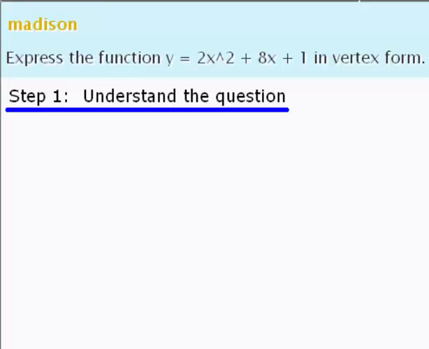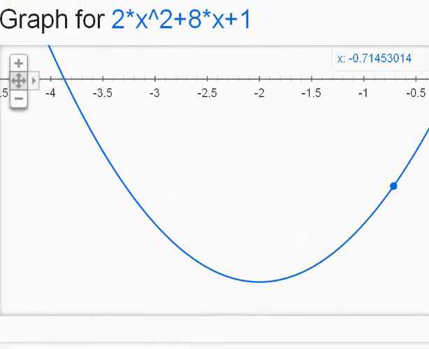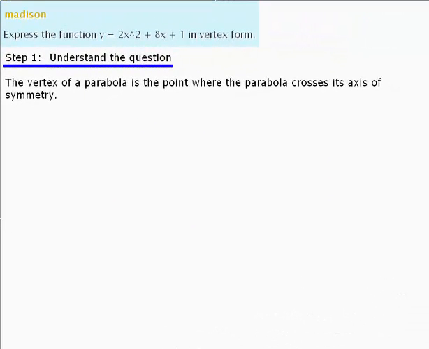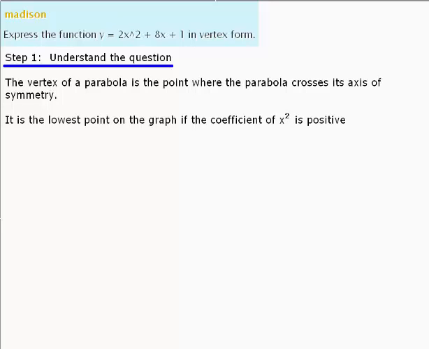So let's start by graphing this function. If we graph the function, we can readily see that this is a parabola. And the vertex is the lowest point here. And that's exactly what we're trying to determine. If we define the vertex, we would say that the vertex of a parabola is the point where the parabola crosses its axis of symmetry. Or in other words, it is the lowest point on the graph if the coefficient of x squared is positive. So in our example here, 2 is in fact positive. So the definition does apply.